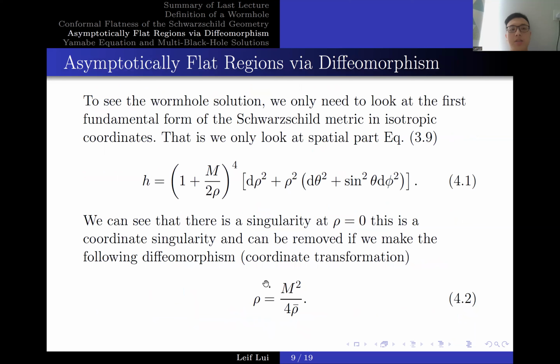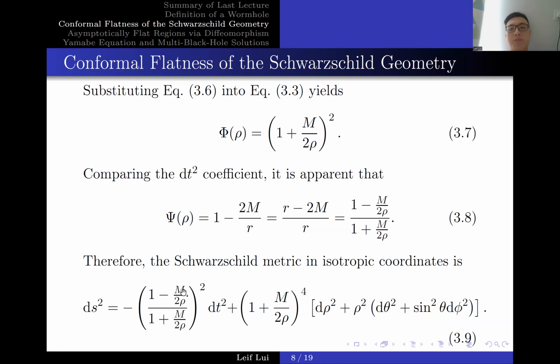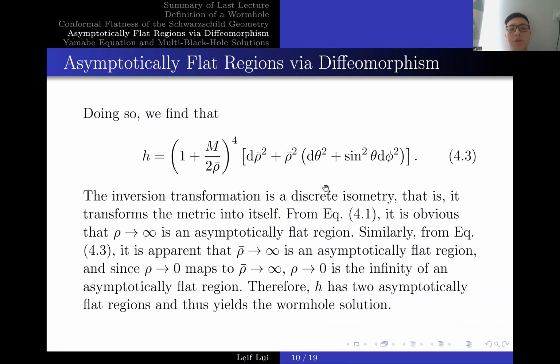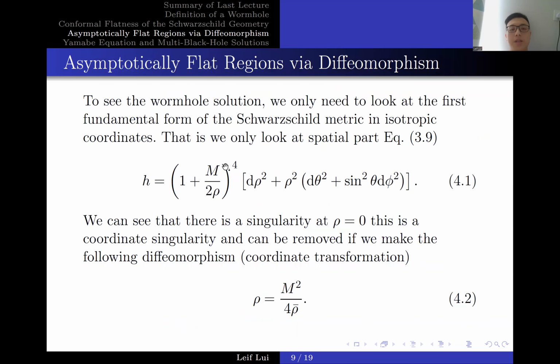And to see the wormhole solution, we can just ignore this dt squared term and look at the first fundamental form. That is, we only look at the spatial parts, so we only look at this term. And we can see here it is still not apparent that there are two asymptotically flat regions. If you set rho to infinity, you only see one asymptotically flat region. But notice that rho equals 0 is a singularity, but it is a coordinate singularity and can be removed if we make a diffeomorphism, namely this one or this one.